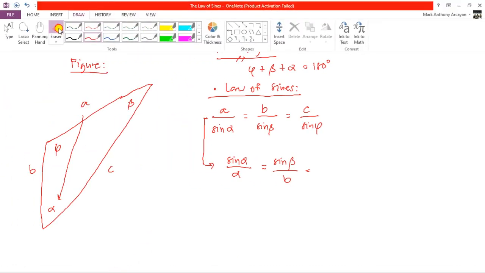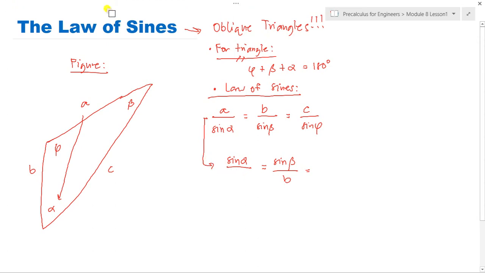This is not alpha, this is A. Then the last one is sine gamma all over the side C. So pwede na siya ma-interchange since ratio rin po siya. So all these three ratios are equivalent. Okay? Mao na siya ang law of sines. Therefore, don't forget this formula.